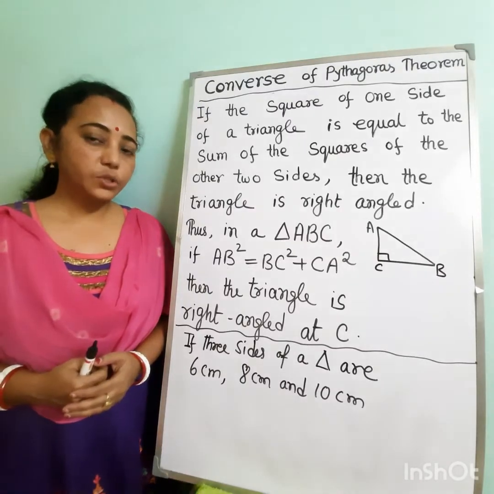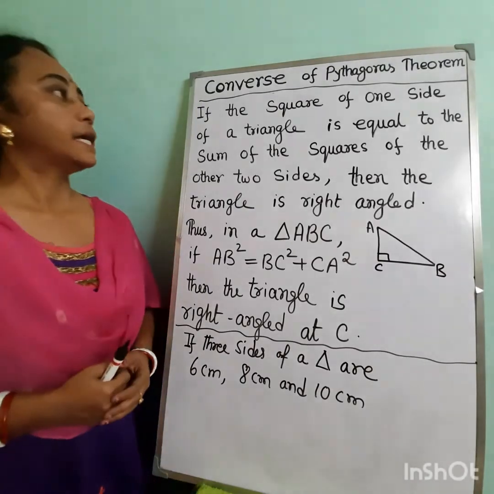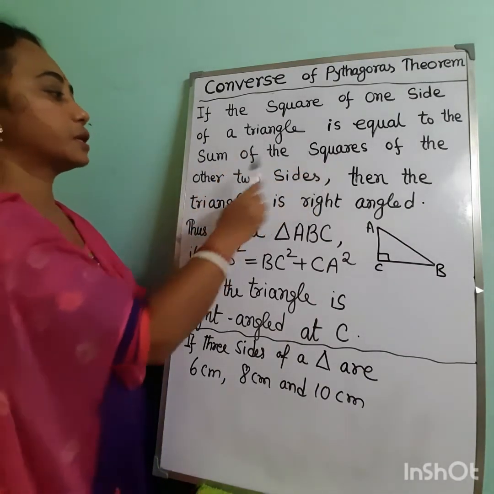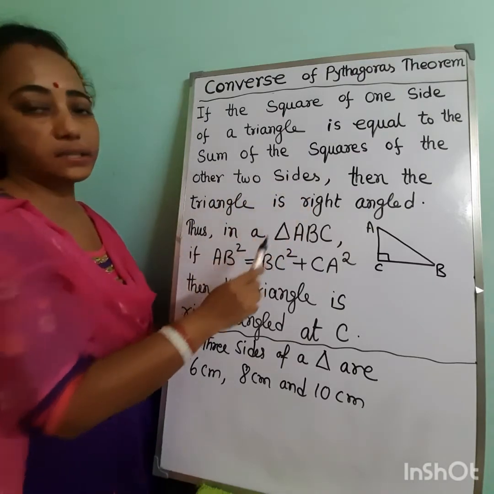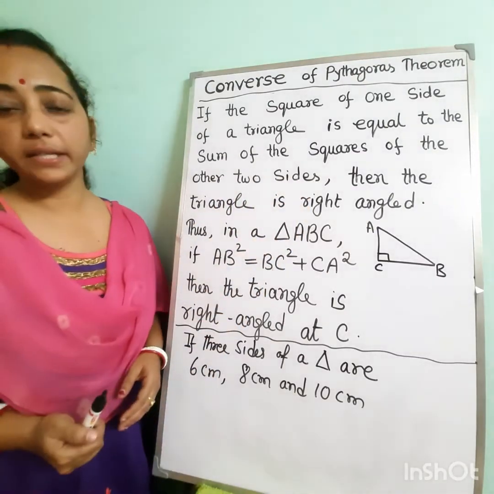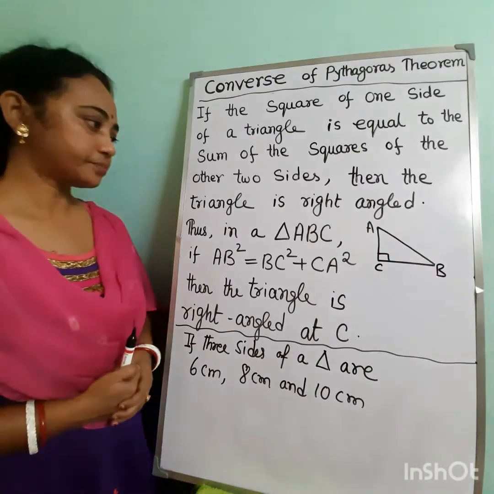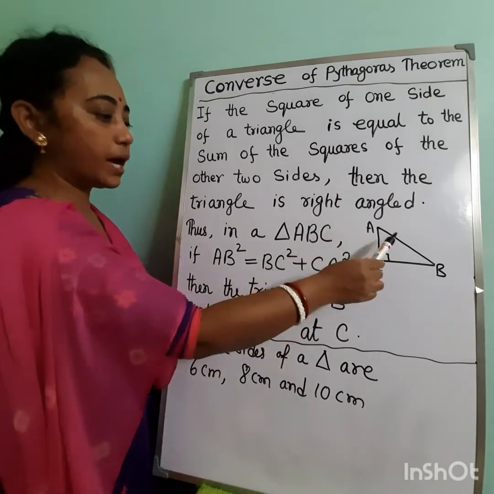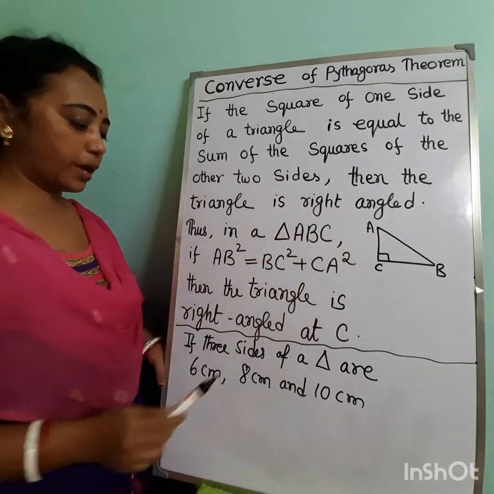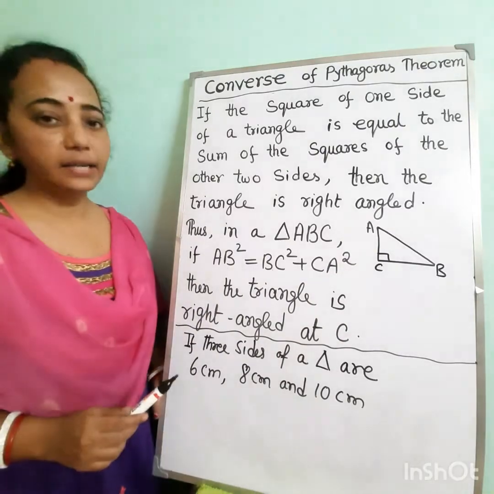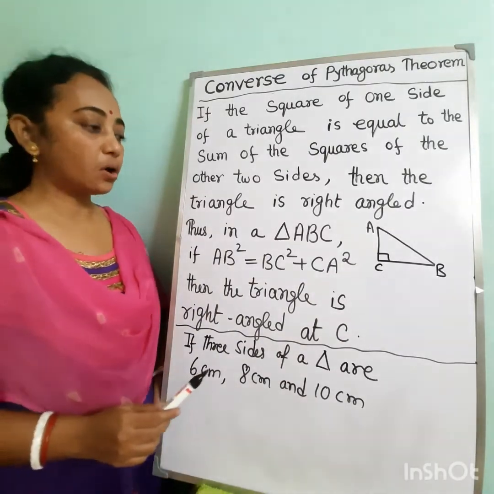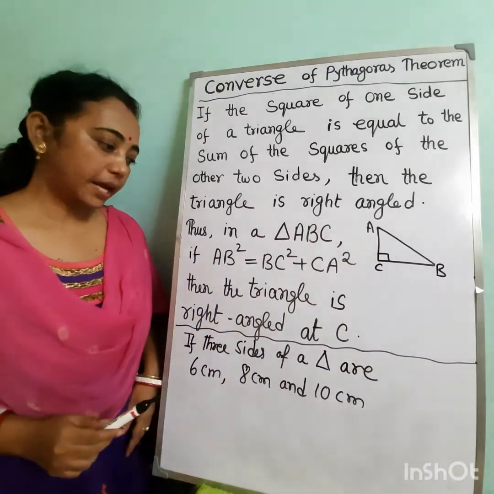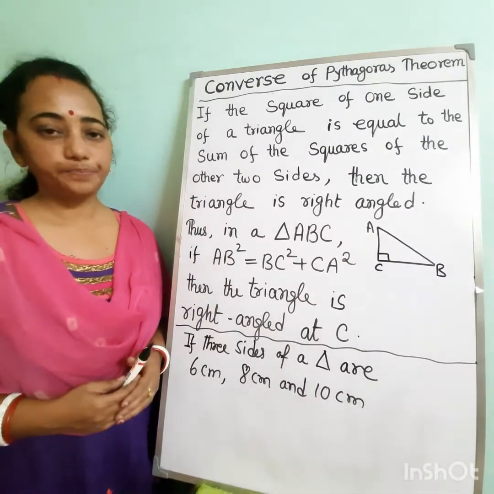Now, let's see the converse of Pythagoras theorem. If the square of one side of a triangle is equal to the sum of the squares of the other two sides, then the triangle is right angled, or we can say the triangle is right triangle. Thus, in a triangle ABC, if AB square is equal to BC square plus CA square, then the triangle is right angled at C. Why is it right angled at C? Because here the longest side is AB and its opposite angle is C. So, the triangle is right angled at C.